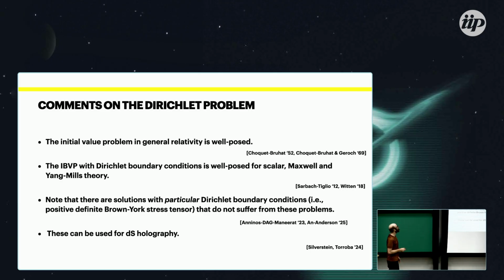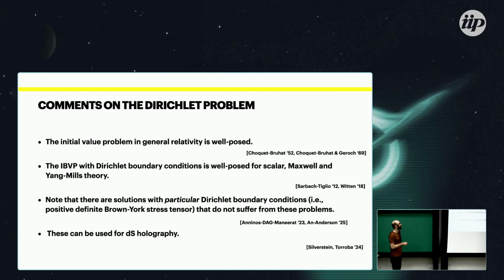And for some reason, the initial boundary value problem took another 50 or 60 years for mathematicians to consider. The not well posedness of this problem in gravity is different to what happens to other types of matter. So scalar, Maxwell, and Yang-Mills are well posed. And again, this is a comment about generality. So particular kinds of Dirichlet data are well posed, exist and are unique.